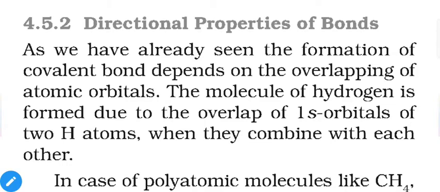But overlapping also has a limit because of repulsion. When we place two similarly charged particles close to each other, they will repel each other, and as we decrease the distance between two atoms, attraction as well as repulsion increases. So we have to find a balance point where attraction is maximum and repulsion is minimum, so that the molecule can stabilize, and we call it a bond. The molecule of hydrogen is formed due to the overlap of one s orbital of each of the two hydrogens when they combine with each other.